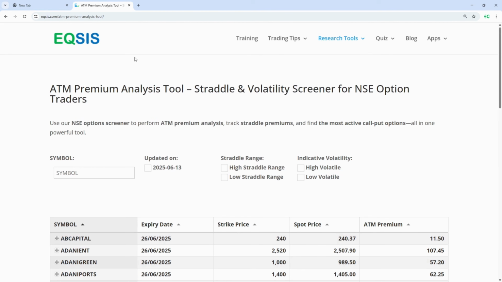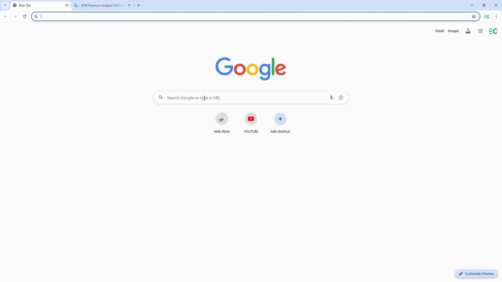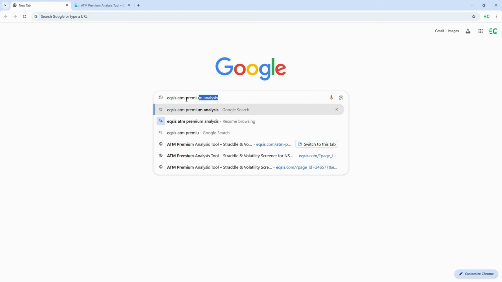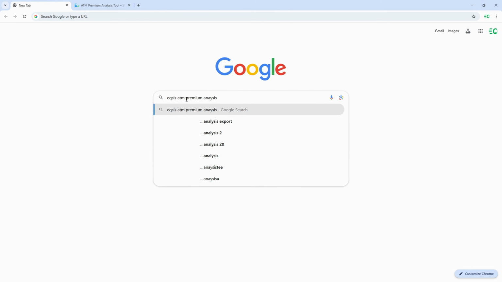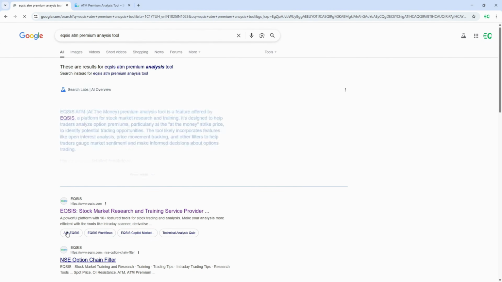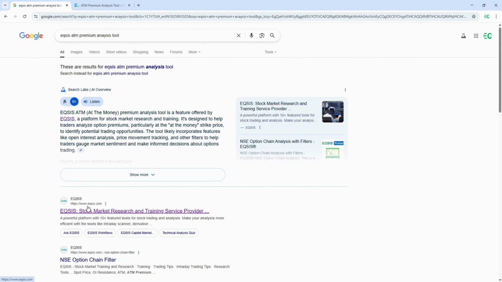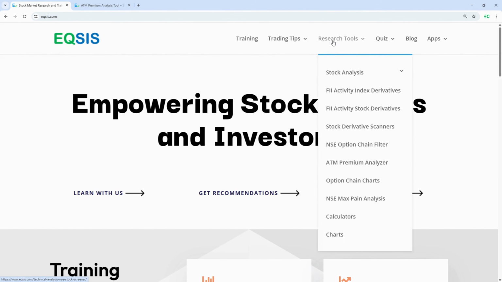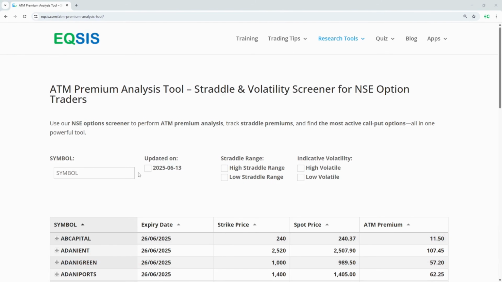So first, let me show you how to find this particular tool. Go to Google if you are familiar with this and search EQSIS at the money premium analysis tool. Okay, go this way. And if you get into this, visit our EQSIS website here, the very first link that you get. Once you get into the EQSIS website, you have the research tool. Underneath, you see at the money premium analysis. Once you get into the at the money premium analyzer, here is the tool, and this tool helps us to perform at the money premium analysis.